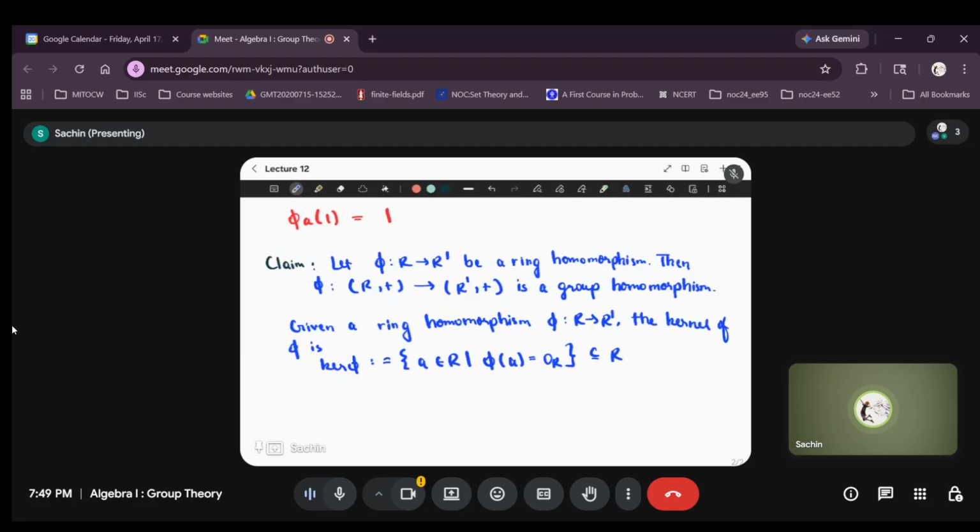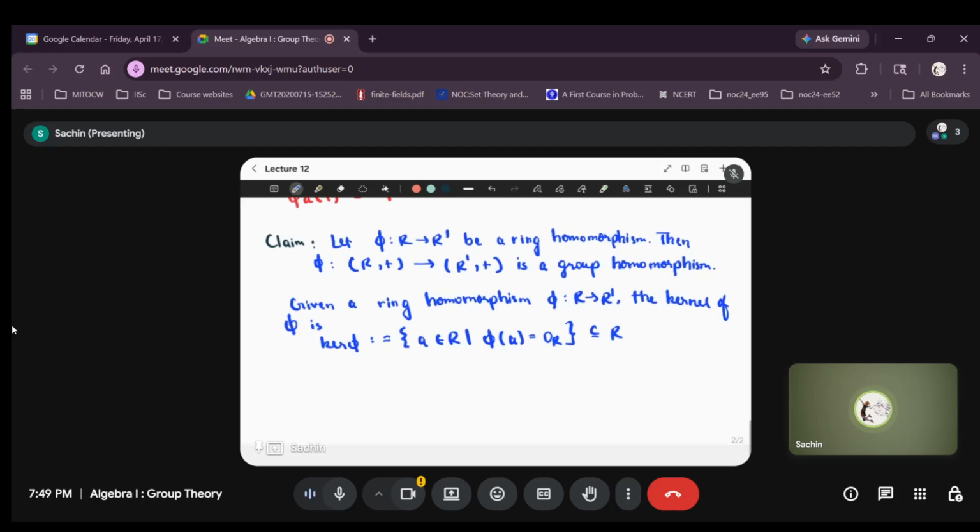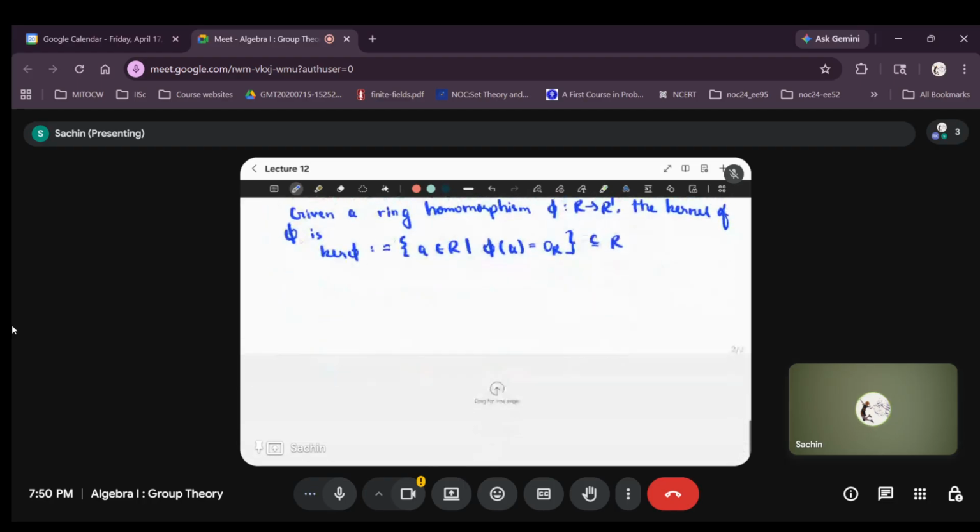And I don't know if I showed it, but the kernel is an additive subgroup of R plus. I think I showed it. When you had a group, the kernel was a subgroup of R. Here also it's the same.